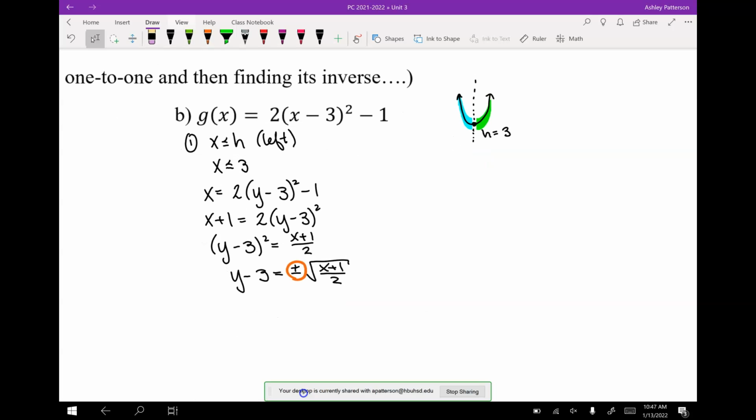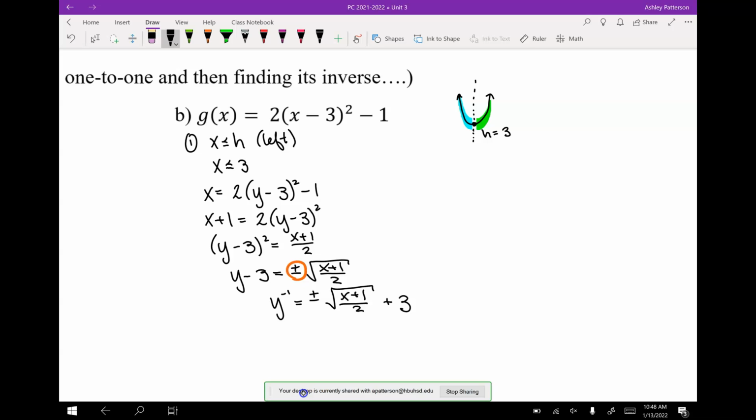The final thing that we need to do to get y by itself is, yes, add 3. So we're going to put, just for now, plus and minus the square root of (x plus 1) all over 2, and then plus 3 on the outside.